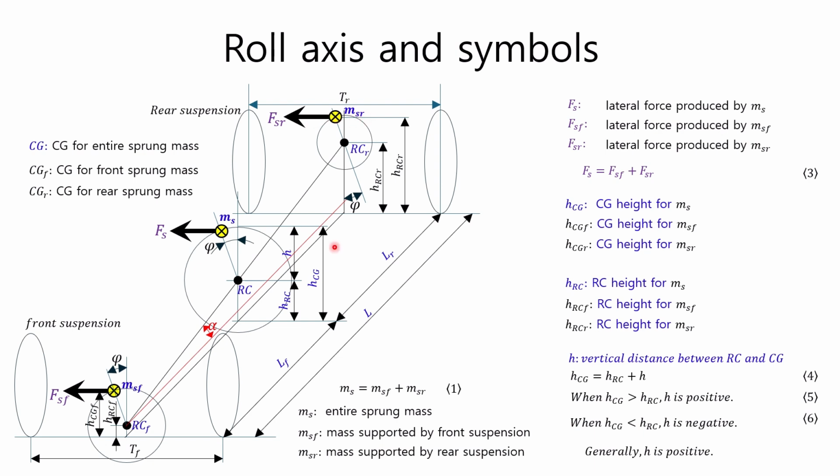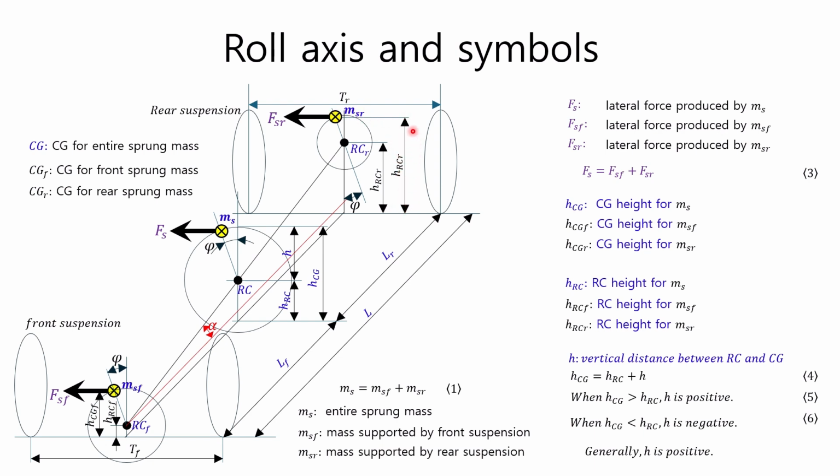HCG represents the height of the center of gravity for the total sprung mass. HCGF represents the height of the center of gravity for the front sprung mass, and HCGR represents the height of the center of gravity for the rear sprung mass.